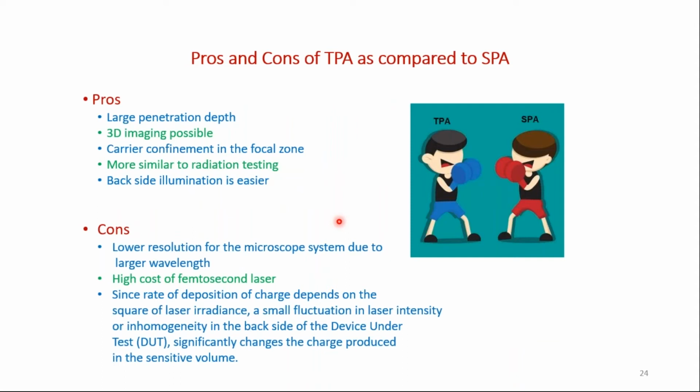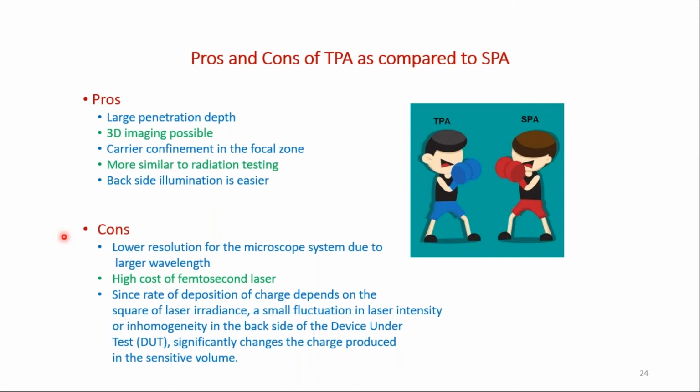So when you compare the pros and cons of TPA versus SPA, the TPA has the advantages of large penetration depths because it doesn't get absorbed so easily, 3D imaging possible, carrier confinement in the focal zone, and it's also more similar to radiation testing because the charge track is pretty narrow, and it's very similar to what is created by the radiation testing. And backside illumination is easier. And on the downside, the TPA has lower resolution because the wavelength is larger. So a diffraction limit dictates that the beam diameter would be larger. So that reduces the spatial resolution of the measurement.